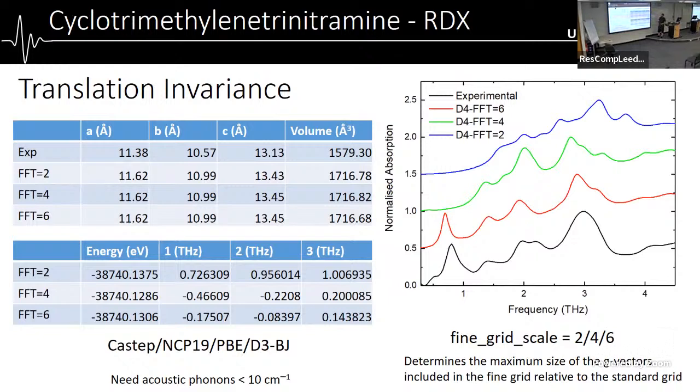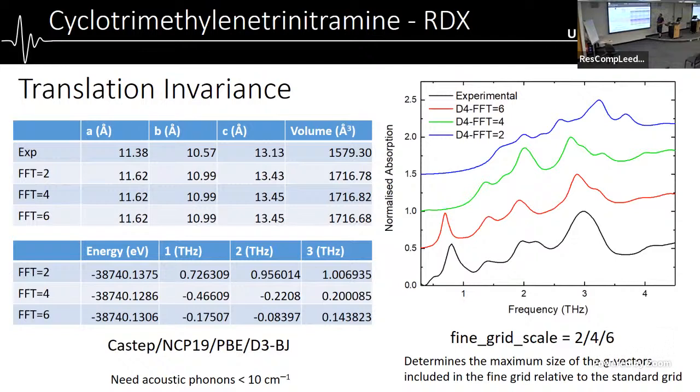The key is you wouldn't have any idea which of these were right unless you had the experiment to compare it to. But actually, we need to go to a very, very fine grid scale. So to put this into context, a fine grid scale of 6 takes about 10 times longer to do this calculation. So you're talking a week up to 10 weeks. I don't use CASTEP anymore at the moment.